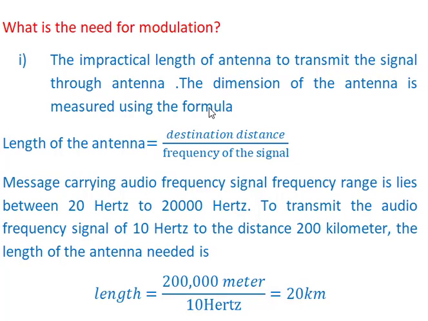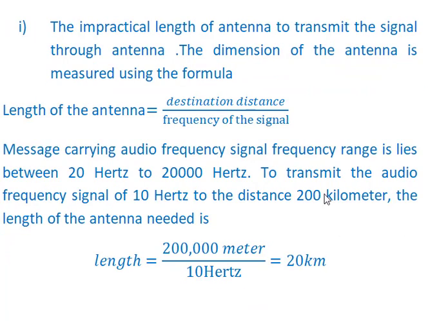The destination distance is 200 kilometers. The frequency of our message is 10 Hz. So the length of the antenna we need is 20 kilometers. So we have to design an antenna of 20 kilometers.